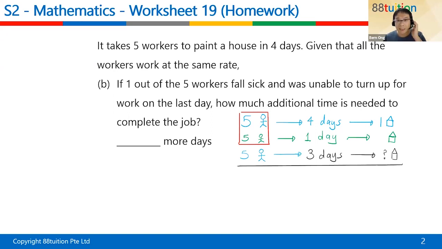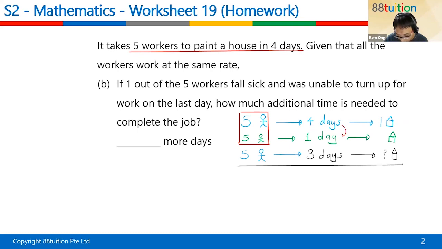Right, this was last week's homework, so I'm just going through it. Please listen. As I say, the first line tells us the clue. 5 workers, 4 days, 1 house. If 1 day, how many parts of the house are completed?